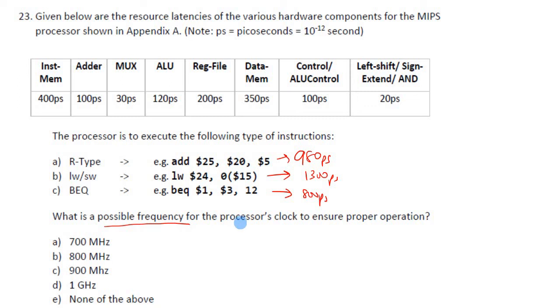Let's look at it very simply. The fastest that you can go depends on the slowest instruction, and we know that this is the slowest instruction. So for this slowest instruction, what is the frequency? 1300 picoseconds, if I take a reciprocal, is approximately 770 megahertz. That means this is the fastest at which I can clock the processor, and since I cannot go any higher than this, I can only take an option that is smaller than this. So the only possible option is 700 megahertz. Okay, so the answer is A.